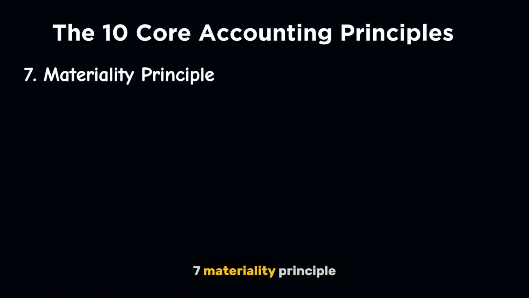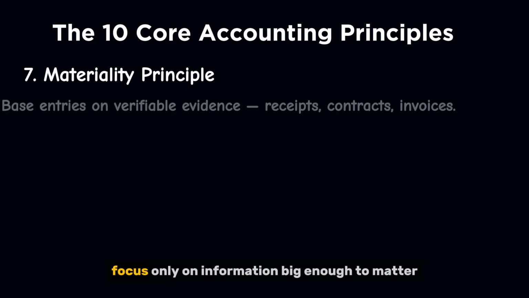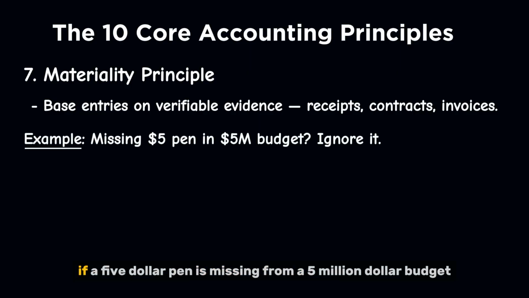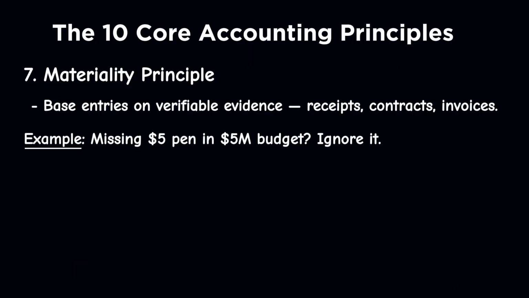7. Materiality principle. Focus only on information big enough to matter. Minor errors or tiny expenses that won't affect decisions can be skipped or simplified. Example: if a $5 pen is missing from a $5 million budget, it's not worth an investigation.